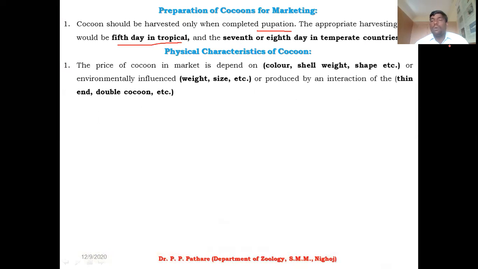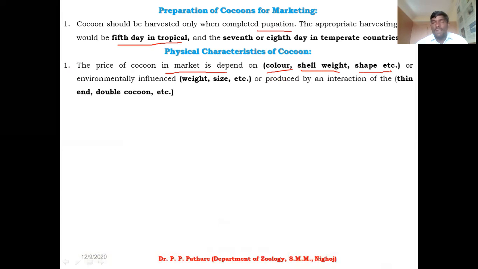During the harvesting of cocoon, always focus on some important characteristics and features of cocoon, because of the price of cocoon in market. After the harvesting, you can store and sell in market, and at that time you always focus on how to get more and more price of cocoon. The price of cocoon in market mainly depends first on, which is very important, color of cocoon, then shell weight of cocoon, then shape of cocoon. These are some features, some characteristics of cocoons.